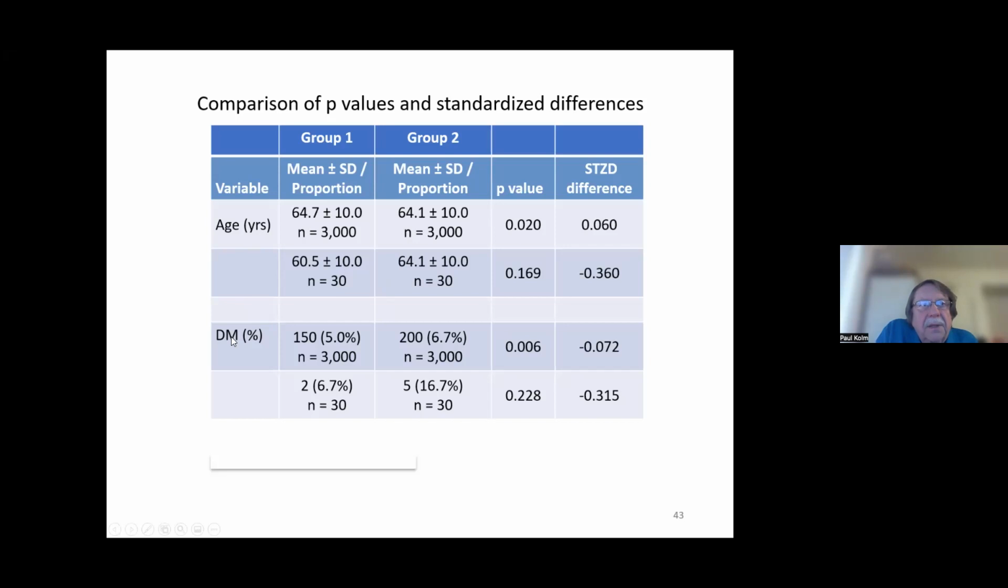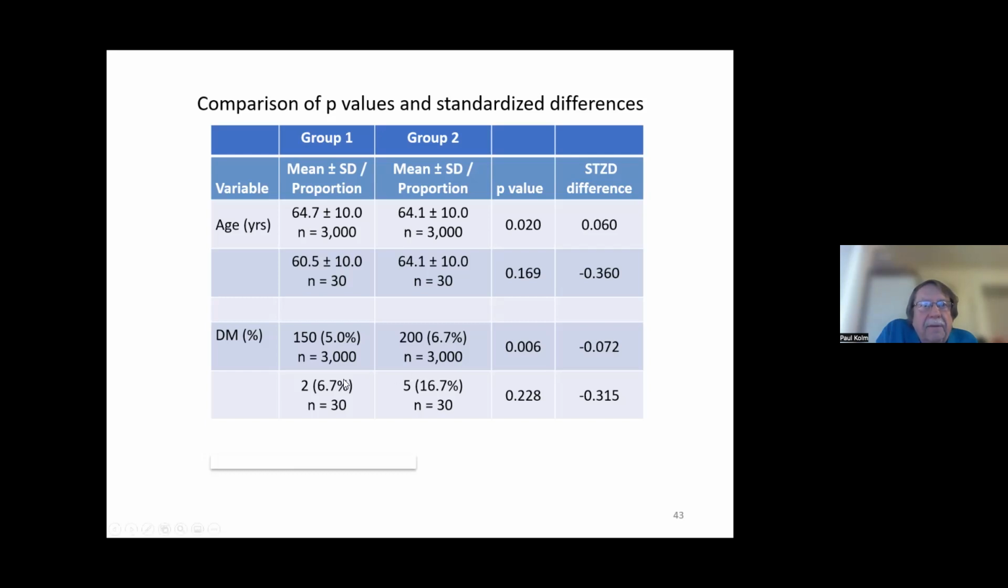This is diabetes. So we have 150 in one group and 200 in the other group. The N is 3,000. So obviously that's going to be statistically significant. But if you calculate the standardized difference here, the difference between 5% and 6.7% isn't that great, or isn't that large.